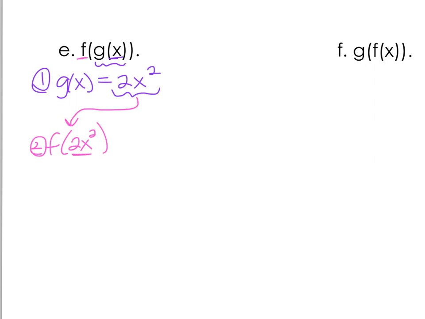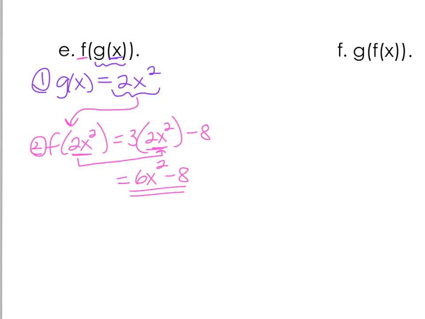Now f of x is 3x minus 8. That means we're going to take 3 times 2x squared, minus 8. So wherever we saw x, we plug in our new value as a substitution. And then we simplify. 3 times 2x squared becomes 6x squared minus 8. Notice here there are no like terms. If we're trying to subtract, we don't have anything that matches exactly. Therefore, 6x squared minus 8 is the general composition for f of g of x.